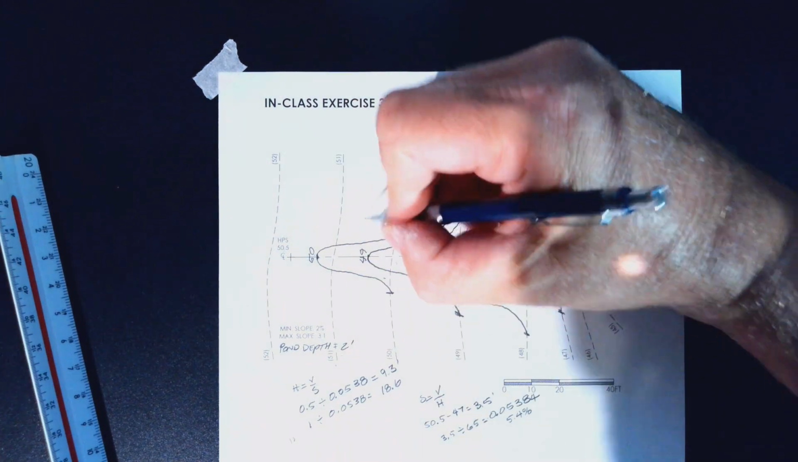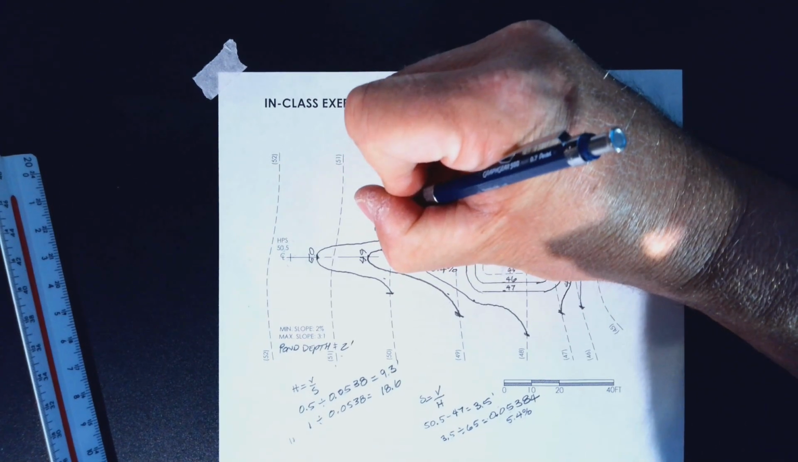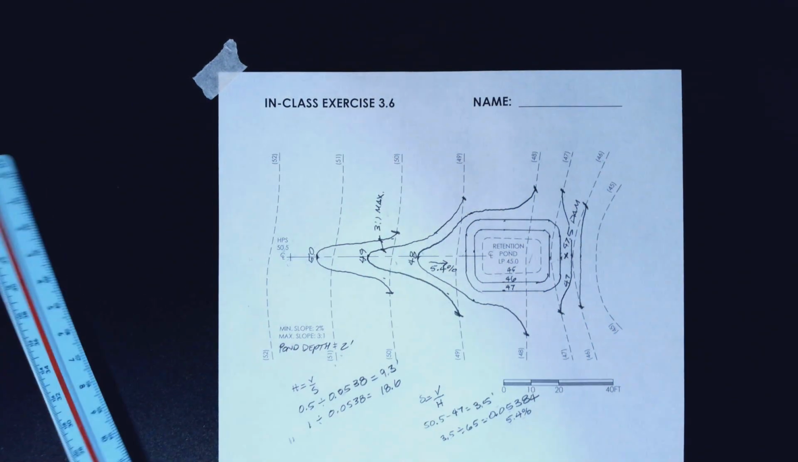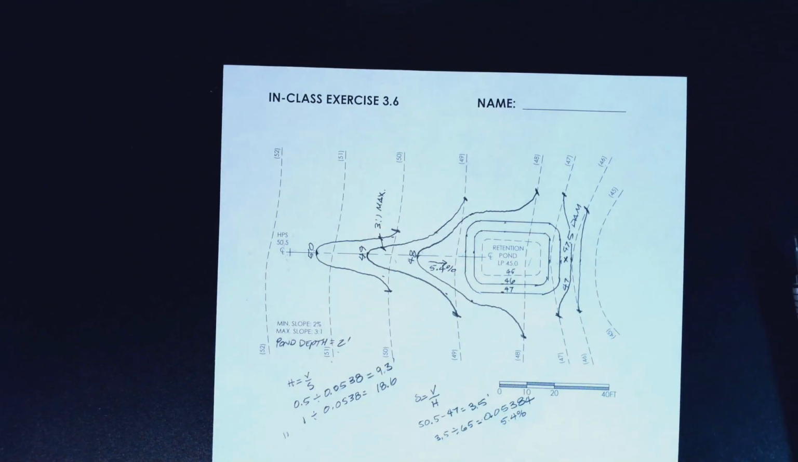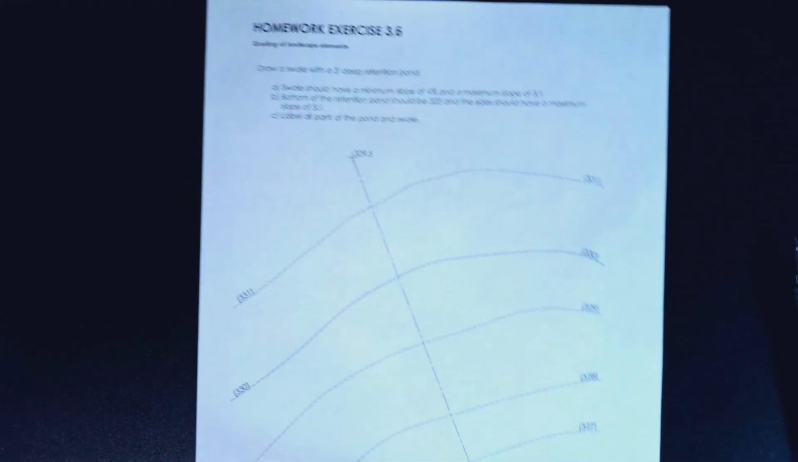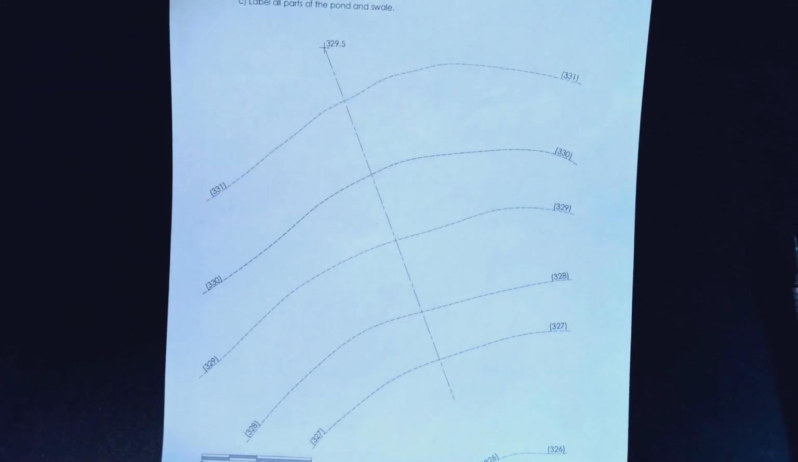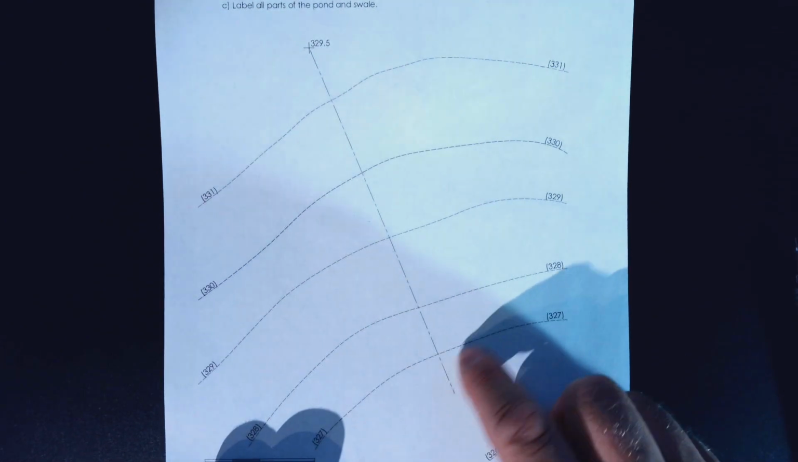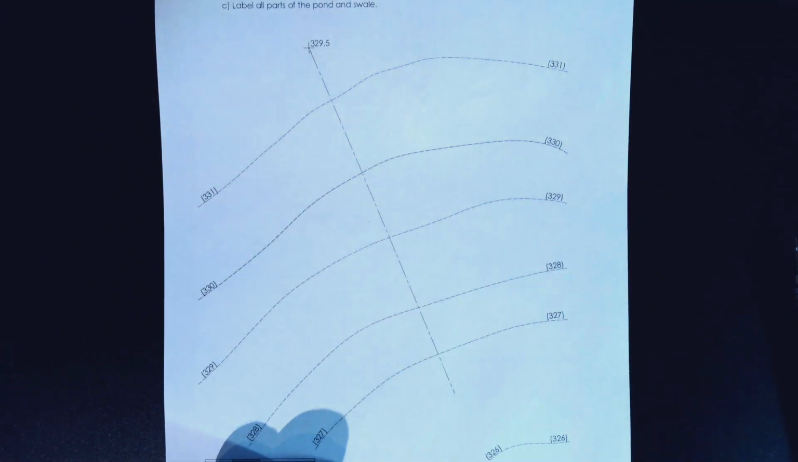You could put up here, if you want, that's 3 to 1 max. 3 to 1 max. So there you go, you just solved the problem. Now for the homework, it's slightly different. I just want to show you real quick, bring this into focus. They didn't give you a pond shape down here, the base of the pond, so you have to draw it yourself. Everybody's pond is going to be a little different, but just start with what you know.